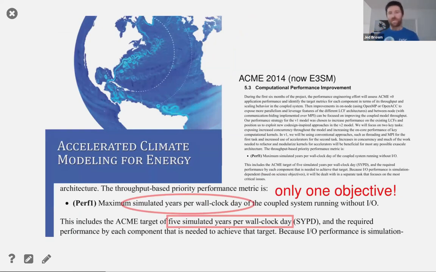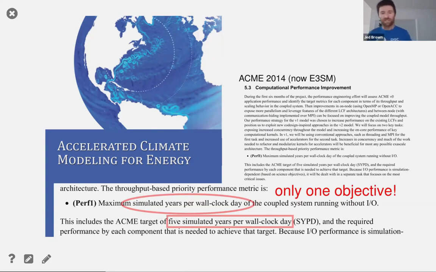So DOE created the ACME program, which is now E3SM. It's their exascale climate modeling initiative. It's a large project. It's over $20 million a year across all of the national labs and a lot of university partners. And they had one objective. So it was a 100-page proposal. I was at Argonne National Lab at the time. And there was a whole section on performance criteria, but really the one objective was simulated years per wall clock day.